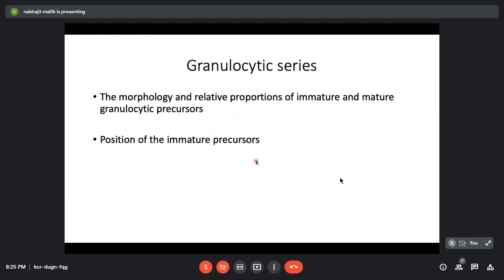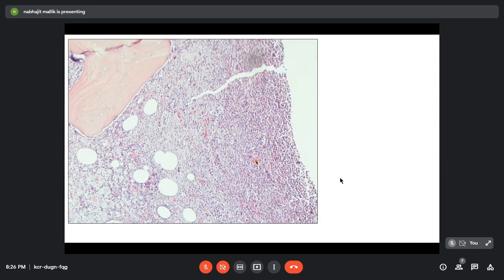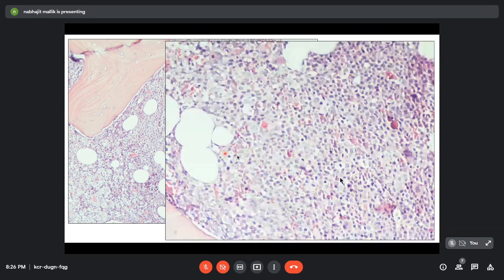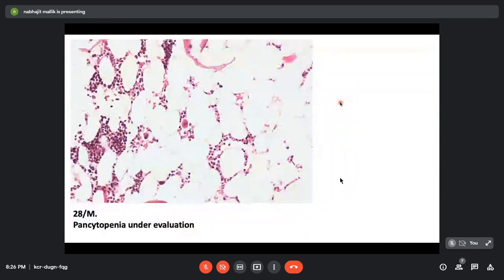Coming to the granulocytic series, the morphology and relative proportion of immature and mature granulocytic precursors is what should be noted, and the position of the immature precursors is also a very important thing to note. So here we have a bone marrow biopsy where you can see numerous immature cells which should have been present in the paratrabecular region, but they are almost replacing the normal hematopoietic elements. Here also you can see these immature cells coming into the interstitium. So this is how an AML will look.